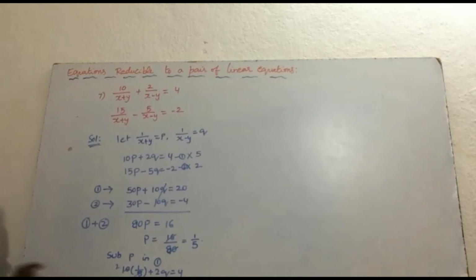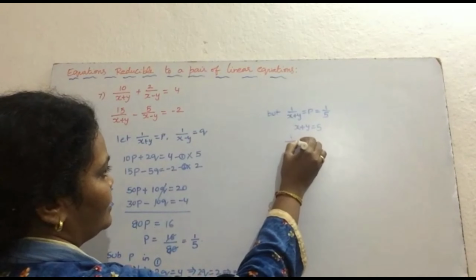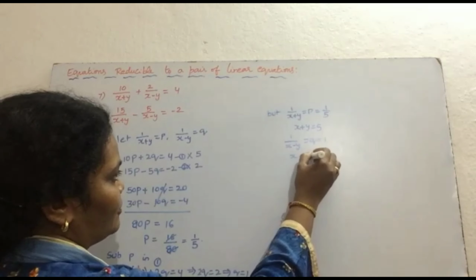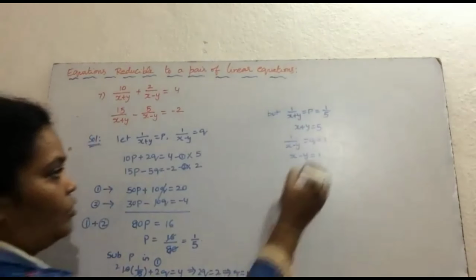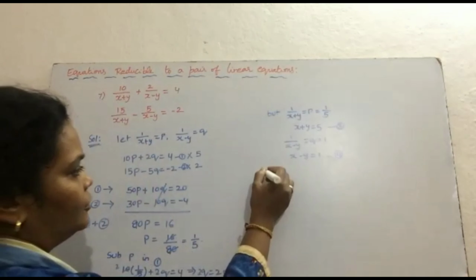But what is p? 1 by x plus y is equal to p. That is equal to 1 by 5. That means x plus y is equal to 5. And again 1 by x minus y is equal to q. That equals 1. That means x minus y is equal to 1. Now this is the third equation and this is the fourth equation. Now we will solve the third and fourth equations.